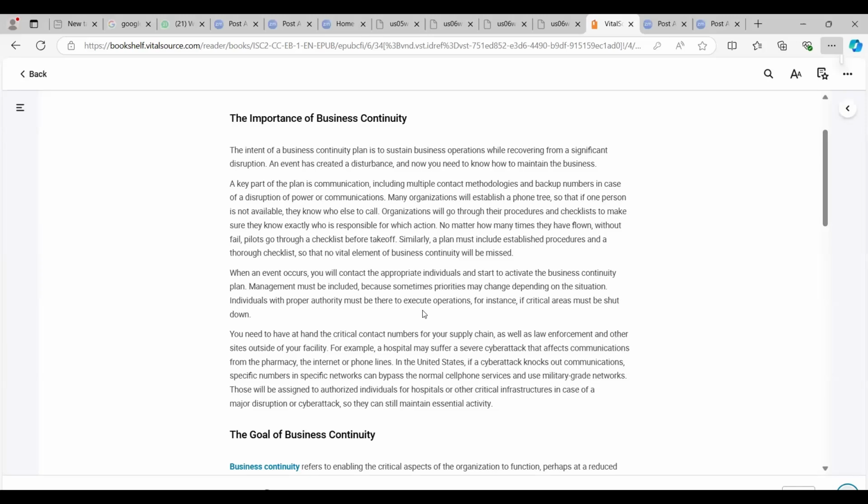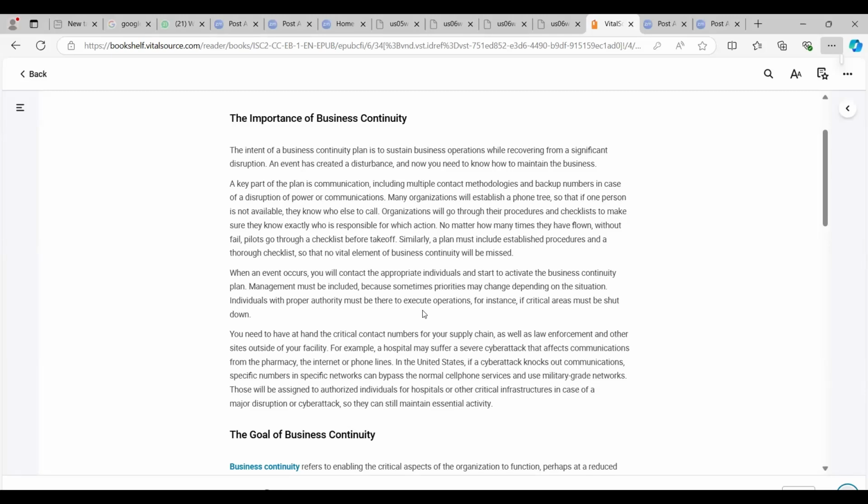So organizations will go through their procedures and checklists to make sure they know exactly who's responsible for which action. No matter how many times they have flown, without fail, pilots go through a checklist before takeoff. Similarly, a plan must include established procedures and a thorough checklist so that no vital element of business continuity will be missed. So you still want to go through your business continuity plan all the time, before the incident even occurs, so that you are assured that you are not missing anything out.